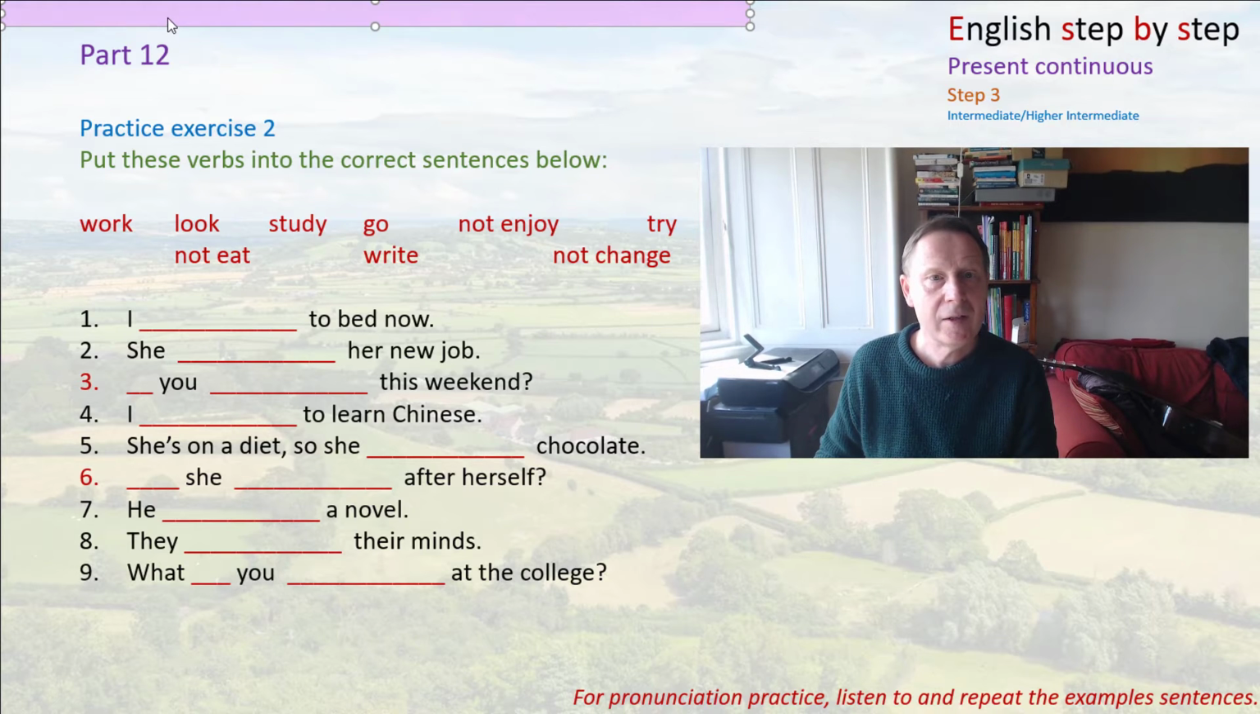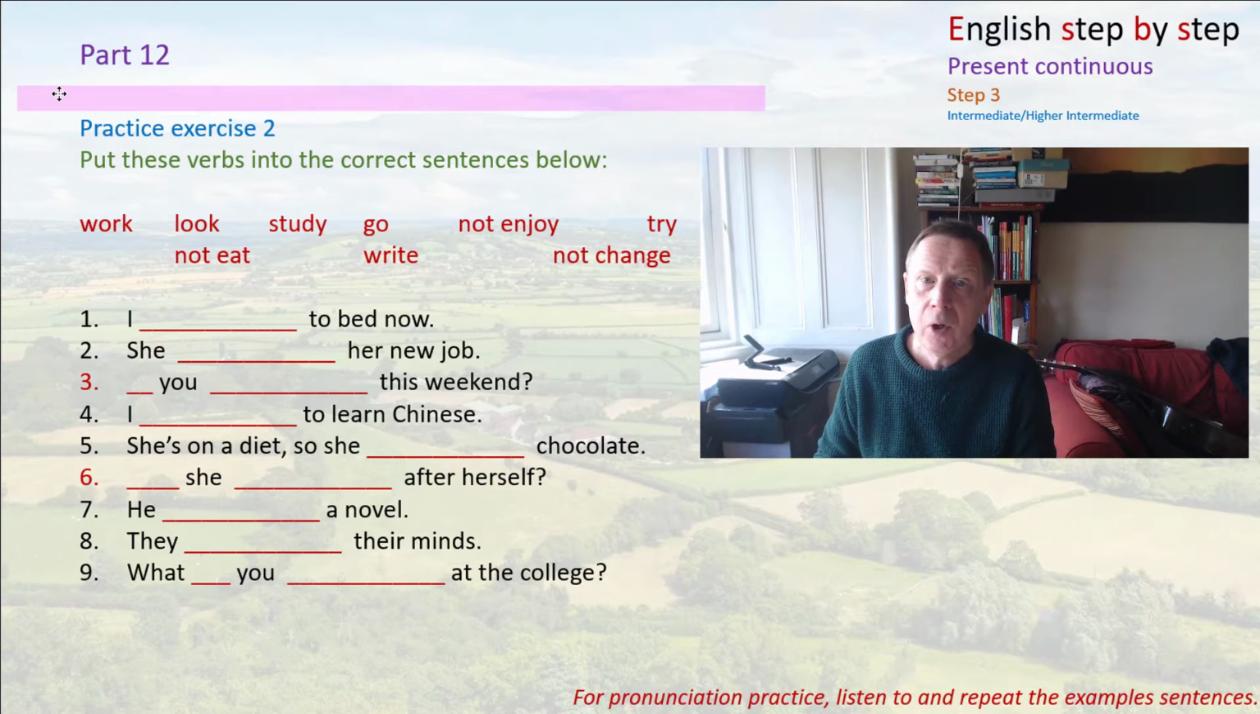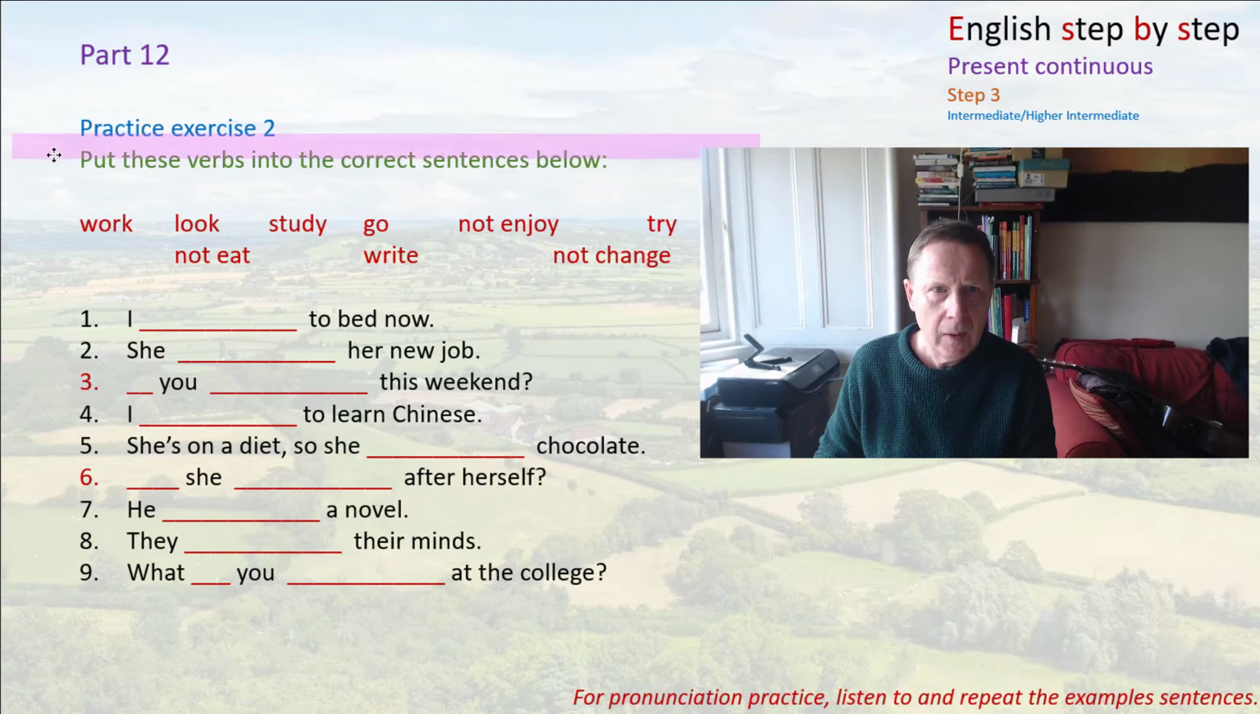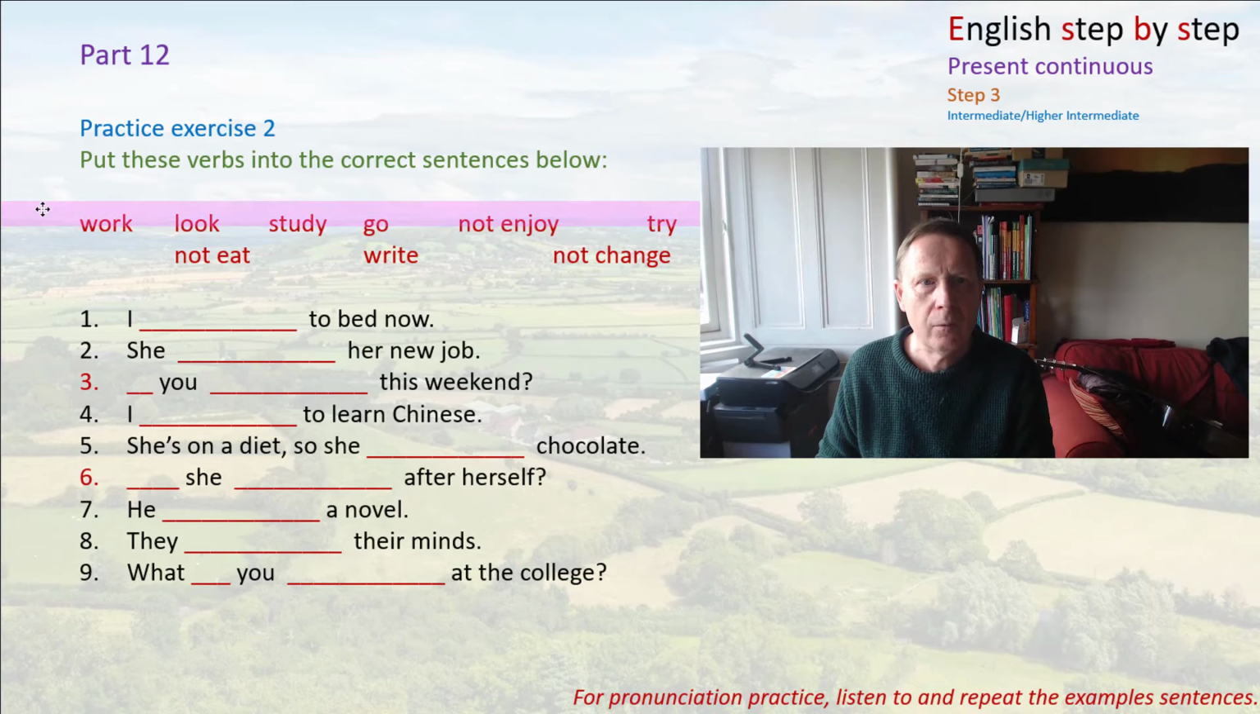So here's practice exercise 2, and you can see we have another selection of verbs here: work, look, study, go, not enjoy, try, not eat, write, not change. And remember, for some of them you need to make a spelling change for the present participle, and you have to use the correct auxiliary verb. For example, I something to bed now. So what is the correct verb and what is the correct auxiliary verb that you need for these?